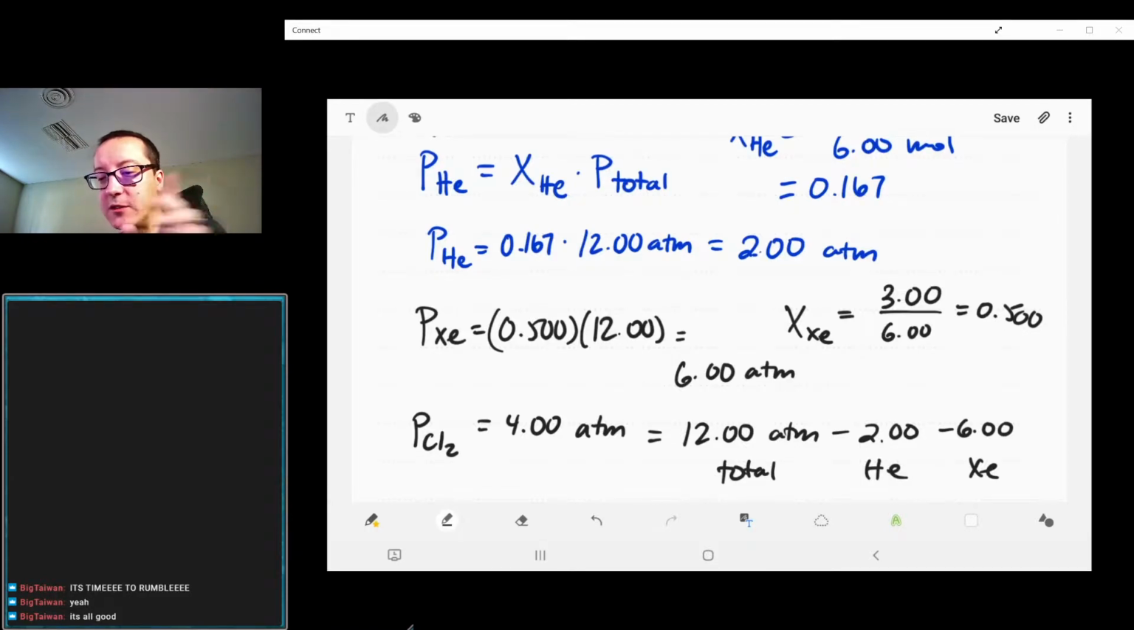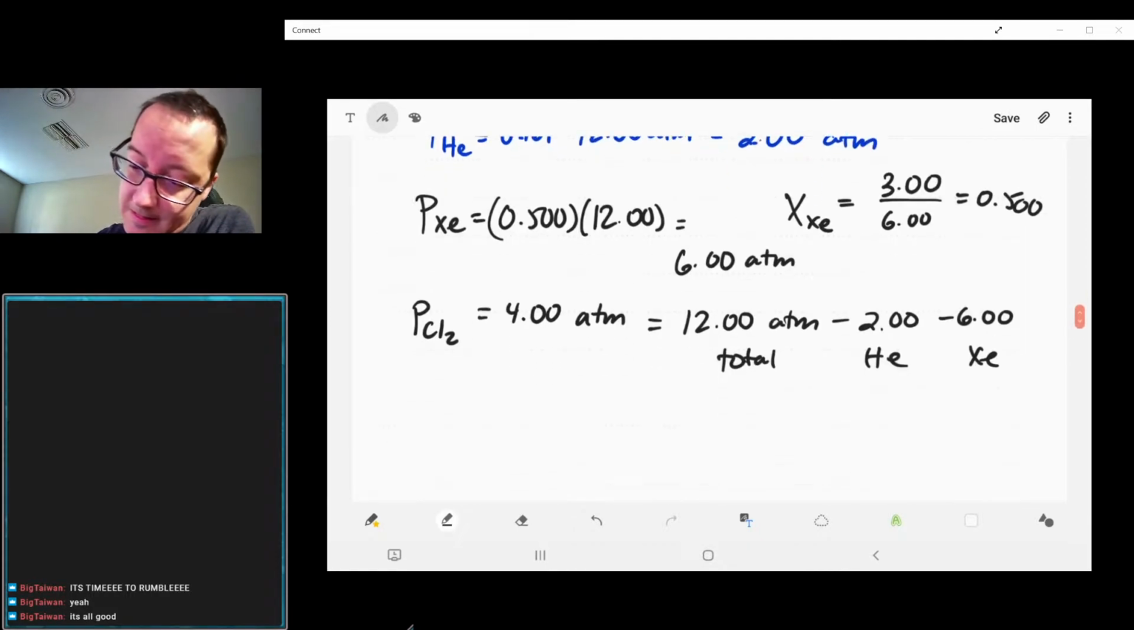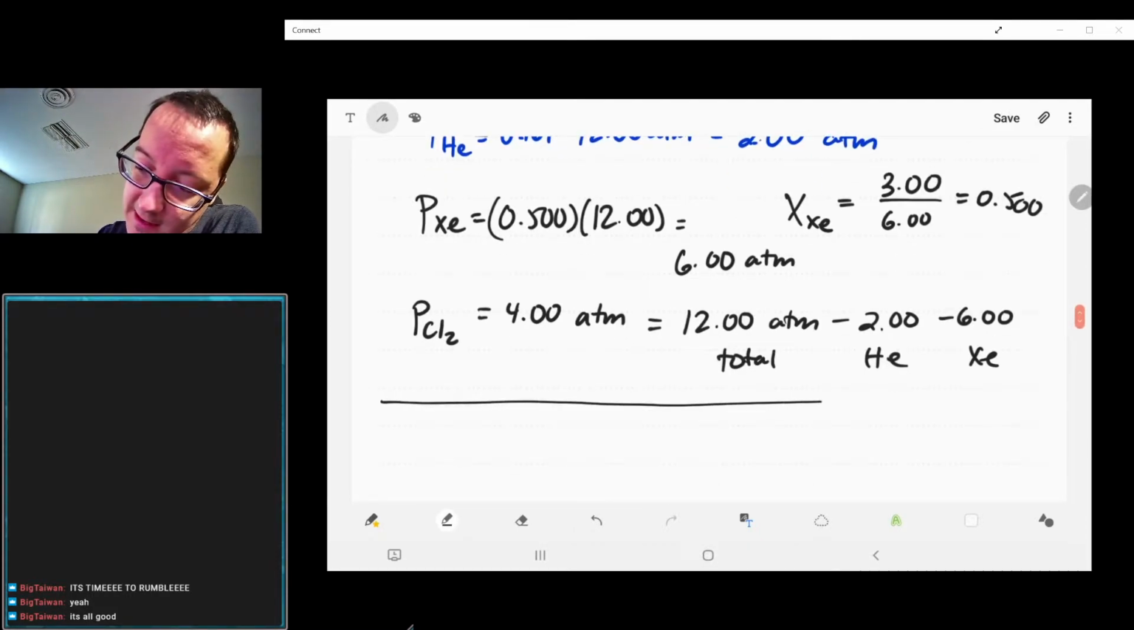Alrighty, any questions on this partial pressure stuff? Before we move on to doing it in an example. Alrighty. In that case, let's go ahead. Let's see this in action.